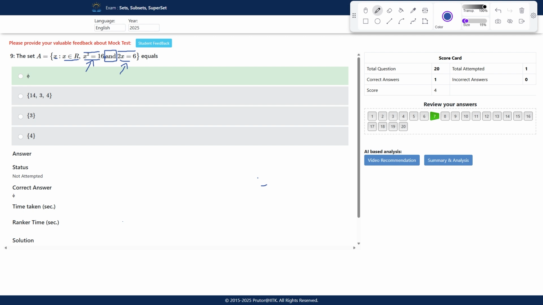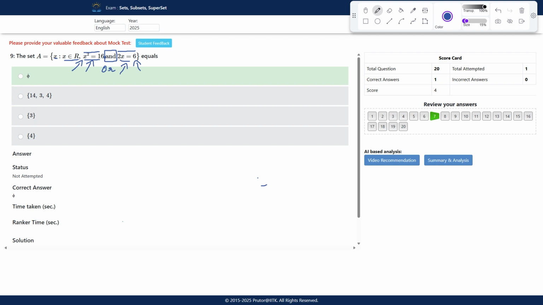Okay? And if we used the word or, meaning we have to look for such real numbers which either satisfy x square is equal to 16 or satisfy 2x is equal to 6, then the set will indeed be 4, minus 4 and 3. Clear? So it totally depends on this word and or. I hope it is clear now.